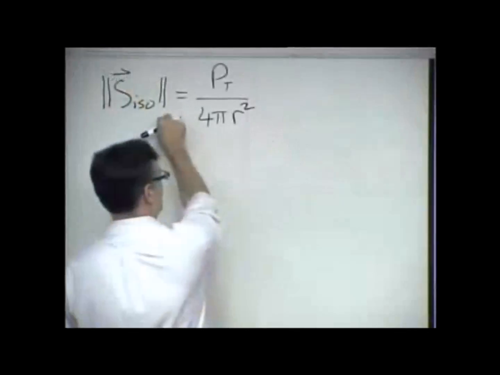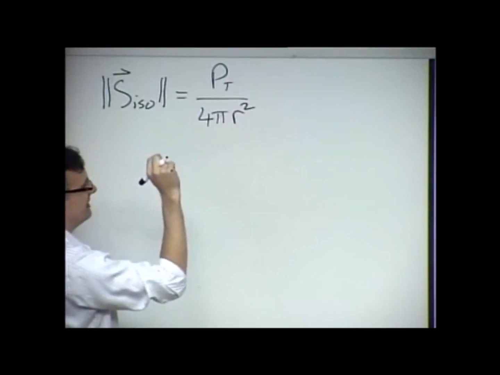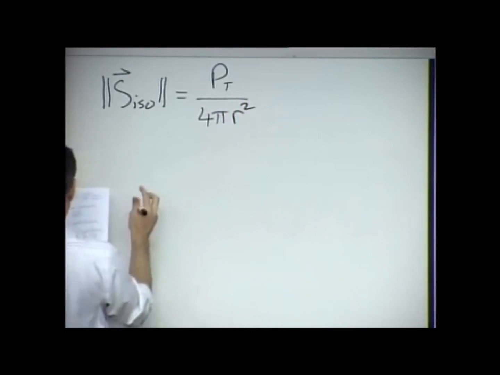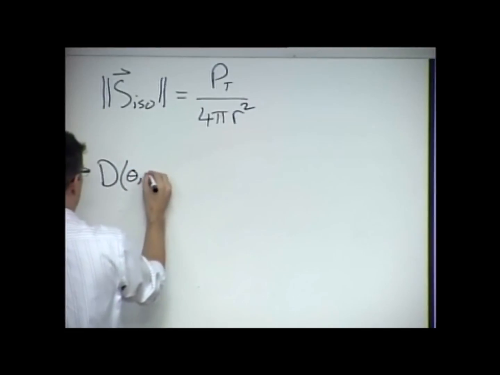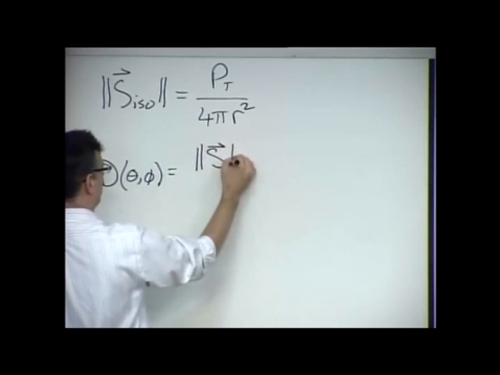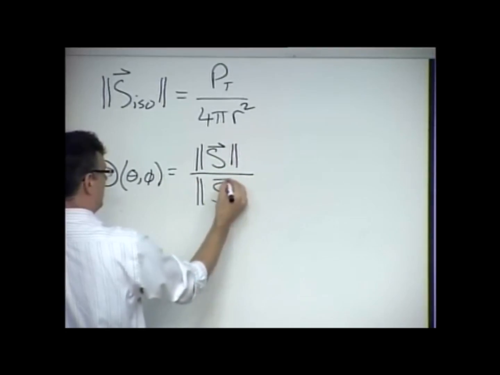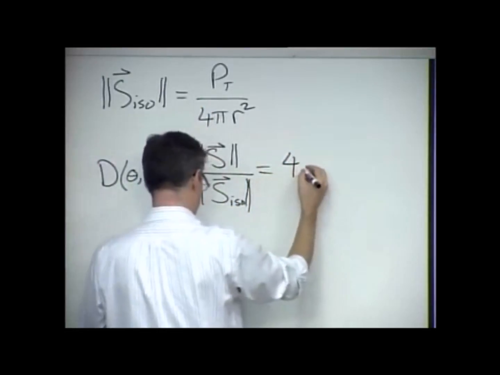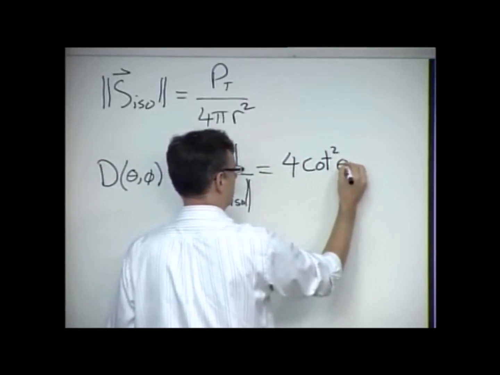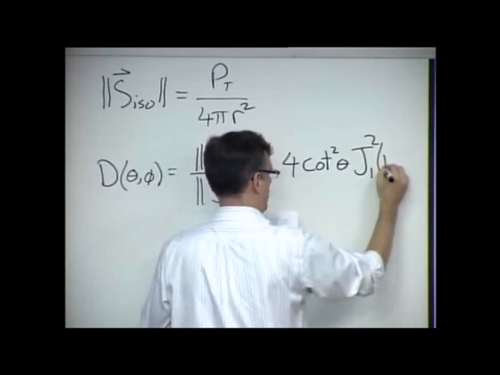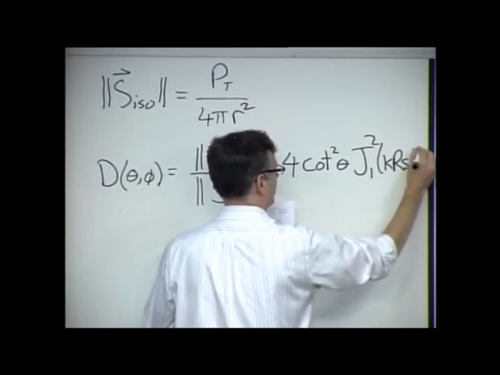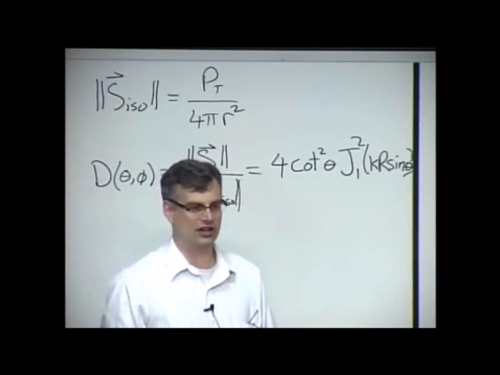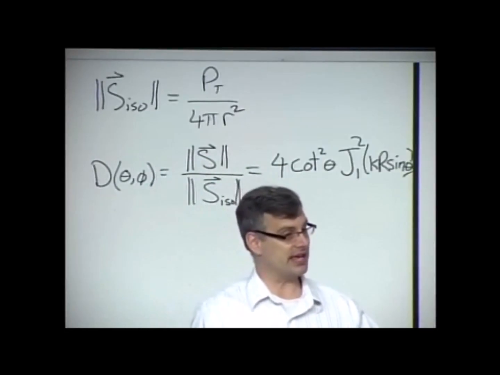We've got a pointing vector for our isotropic radiator. We're going to take the actual radiator, which we found up there at the top of that board, and we're going to divide them. The directivity as a function of theta and phi is equal to the magnitude of the actual radiated pointing vector divided by the isotropic pointing vector. And a bunch of math later, this is what I get when all those things cancel: 4 cotangent squared theta J1 squared of kr sine theta. So there's my directivity. And if I assume I have 100% aperture efficiency and 100% radiation efficiency, that's pretty much going to be my gain for this system.